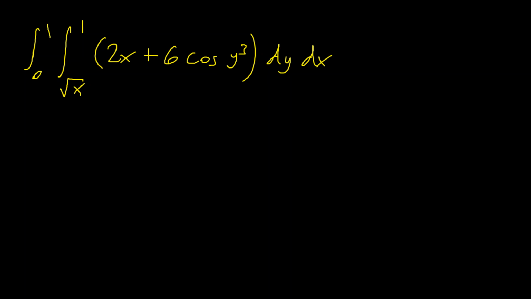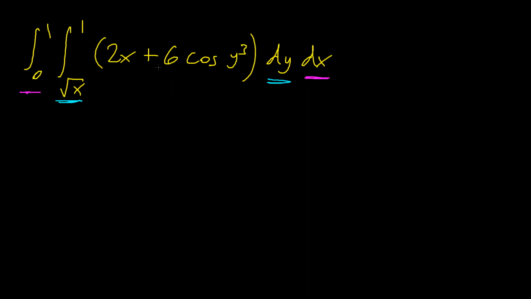In this video, I'm going to be evaluating the double integral you see here on the screen. We have a function, 2x plus 6 cosine y cubed. Now, we have to integrate this first with respect to y because the dy comes first. The integral associated with that is going to be the inner integral, and the outer integral corresponds with x.